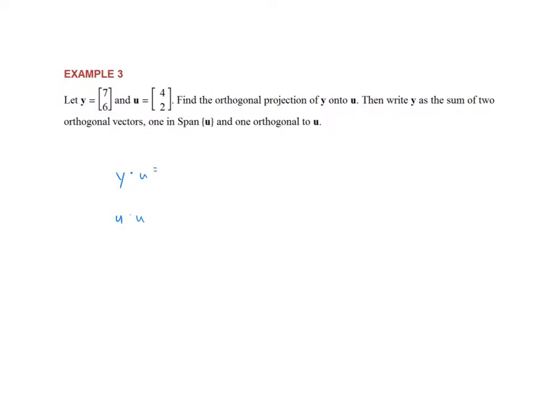Y dot u, that dot product is equal to, let's see, 7 times 4 is 28, plus 12 is 40. And u dot u, that is 16 plus 4 is 20. And so then our y hat is 40 divided by 20 times the vector u, 4, 2. And when you simplify that, you get the vector 8, 4. I didn't write it, but let me write it over here. That is the orthogonal projection of y onto the vector u.